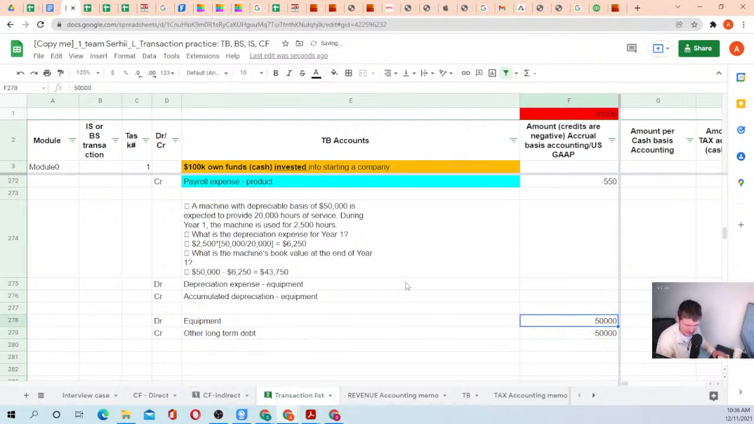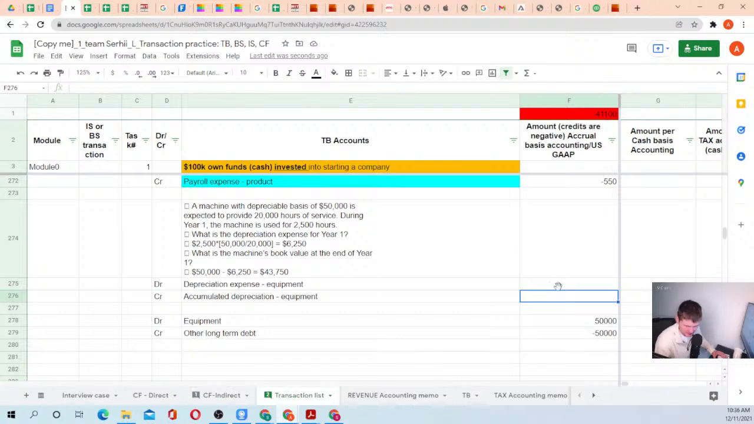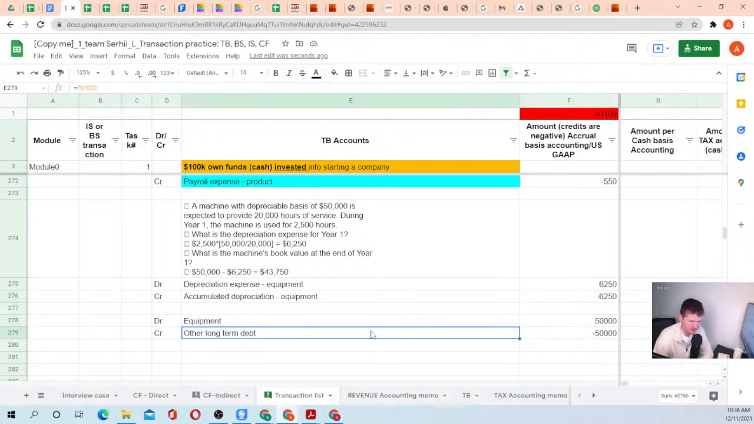So we got all the stuff on a debt, and then we depreciate 6,250. So that would be your entries for the depreciation of that equipment. And obviously your net book value of the equipment at the end is 43,750.